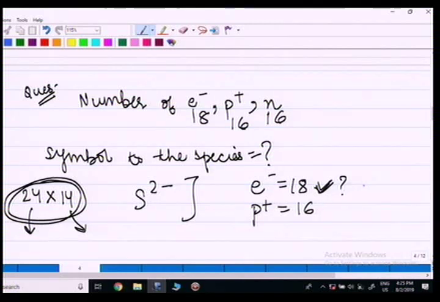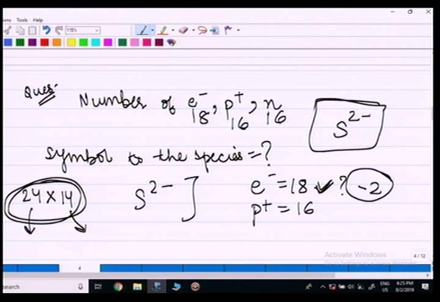And how much of negative charge? -2. Okay, so all of you came to the answer S. Just one thing that you missed is it's going to be S2 minus. Okay.